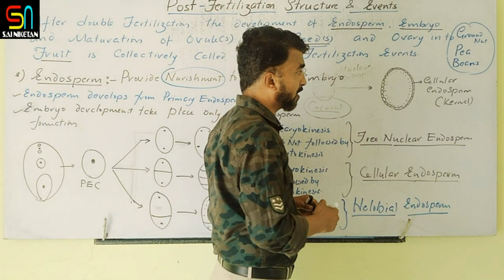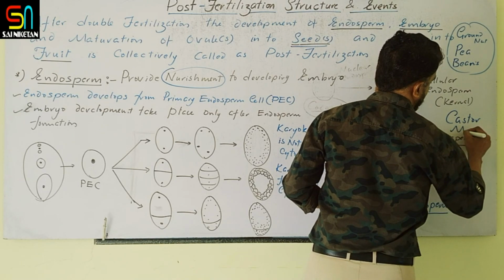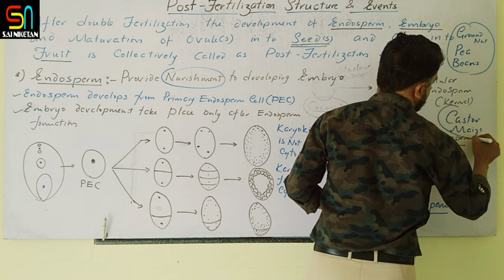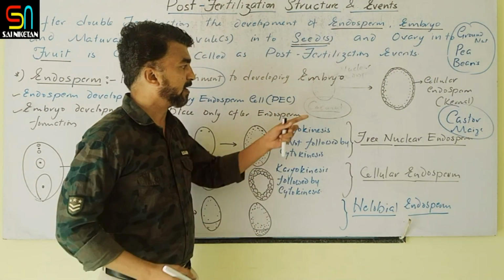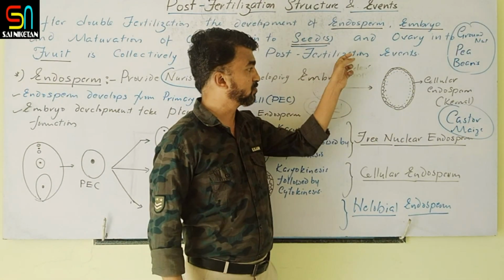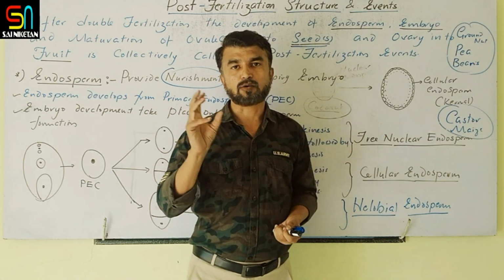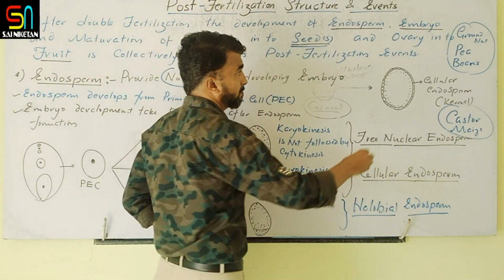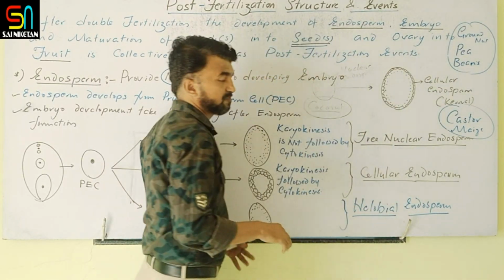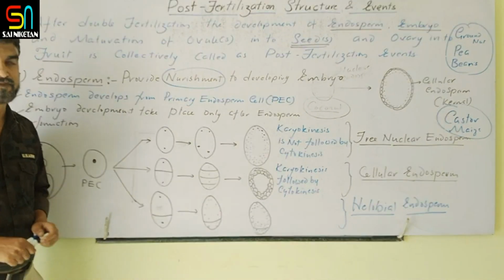Clear? One more example is given, that is castor and maize. In this case, the endosperm is partially utilized. Due to that, mature seeds of castor and maize contain a small amount of endosperm. Based on the presence or absence of endosperm, seed classification is carried out. So this is about the endosperm.